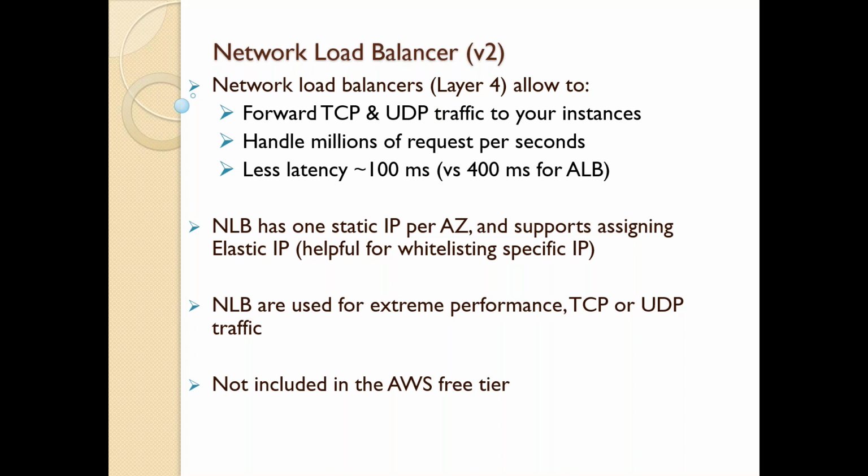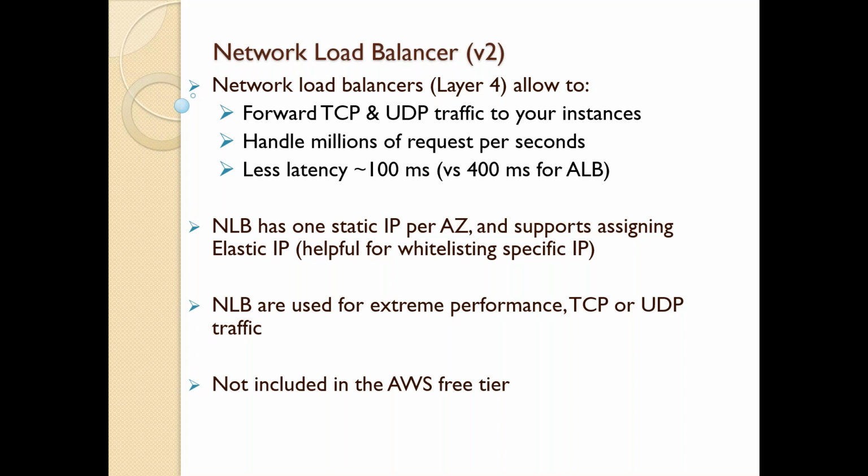So it's very fast. Very important, NLB lets you assign one static IP per availability zone, and you can assign an elastic IP to that. So if you really want a static IP, you have to go for network load balancer. You can get a static IP and use it for whitelisting that specific IP wherever you want, in the firewall rules of your company or your partner company.